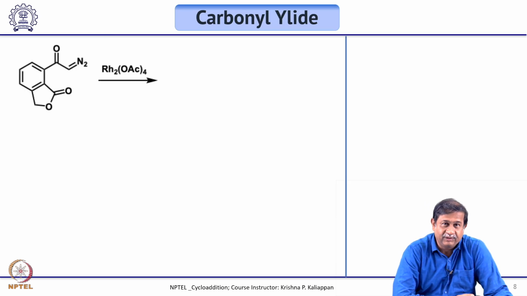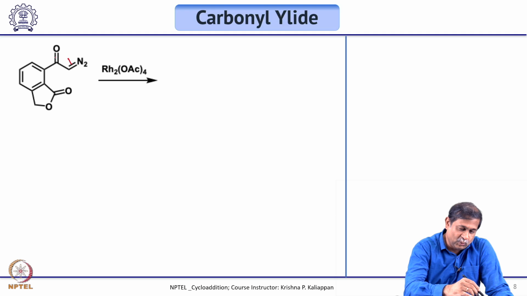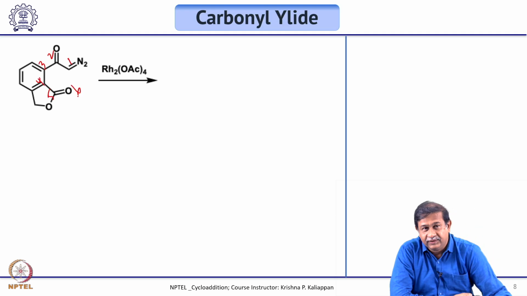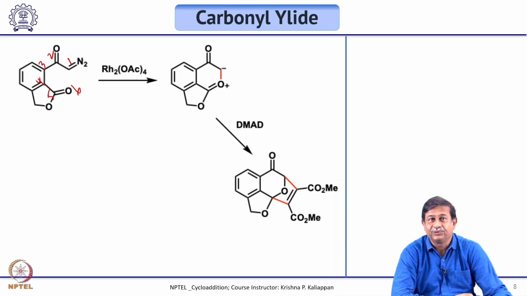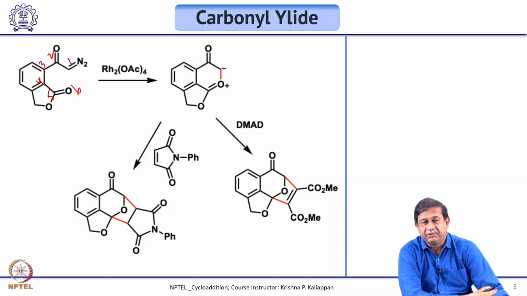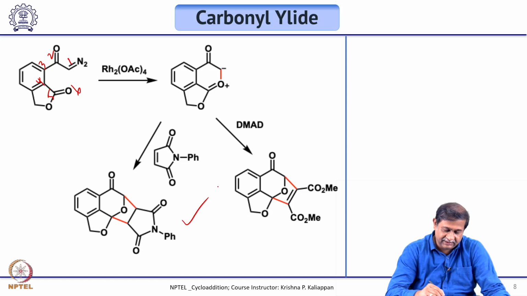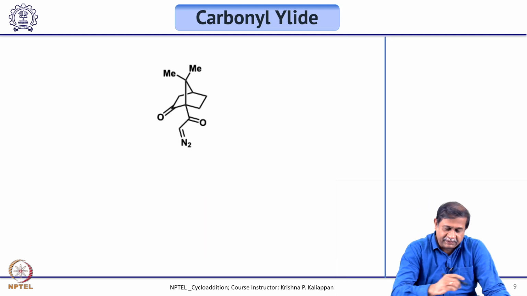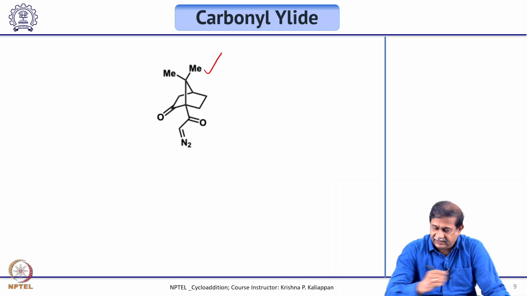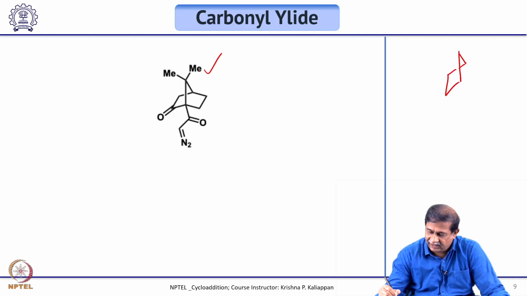And if you look at this particular example, you can see here 1, 2, 3, 4, 5, 6. So, if you treat this with dirhodium tetraacetate, it should form a 6-membered carbonyl ylide, and once it is formed, then it can undergo 1,3-dipolar cycloaddition with dimethyl acetylenedicarboxylate and N-phenyl maleimide to give these polycyclic compounds. It's very easy. And this particular diazo compound was derived from camphenic acid.